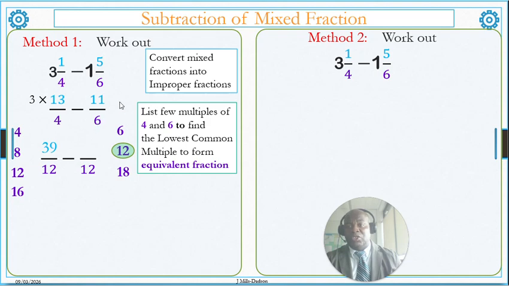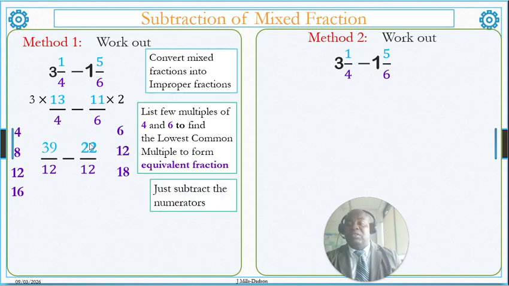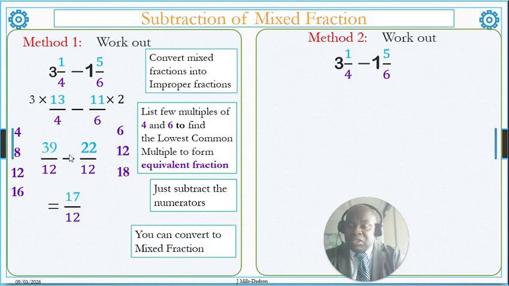6 into 12 is 2, as you can see from the steps here. So times 11 by 2, and that gives us 22/12, which is also equivalent to 11/6. Now, because they are all over 12, we can now just subtract them by subtracting the numerators. And that gives us 17/12.